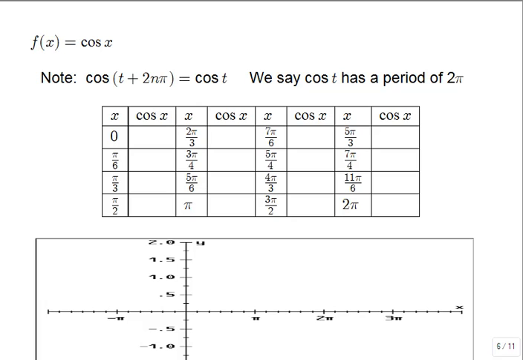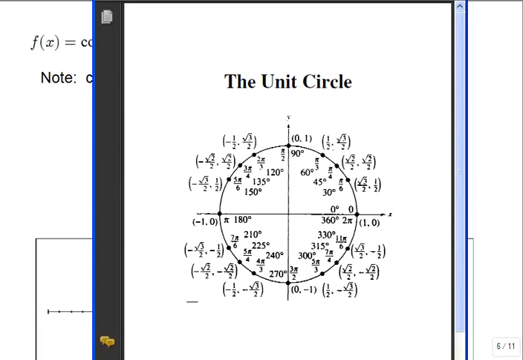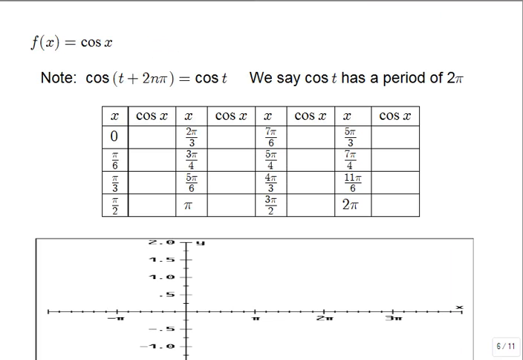Let's fill out our little chart here. For the pi over 6 angles, and again, this is all coming from our unit circle, all the pi over 6 angles have an x value of square root of 3 over 2. The pi over 4s have an x of root 2 over 2, and the pi over 3s have a 1/2 for its x value. So that's what I'm going to use to fill out my chart. So pi over 6 is root 3 over 2.